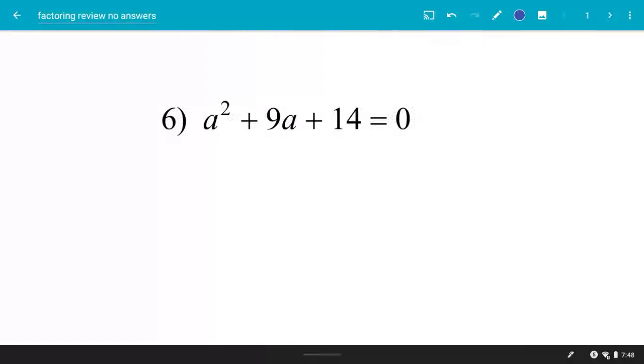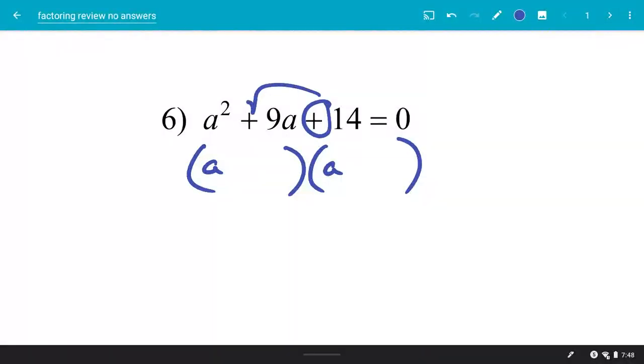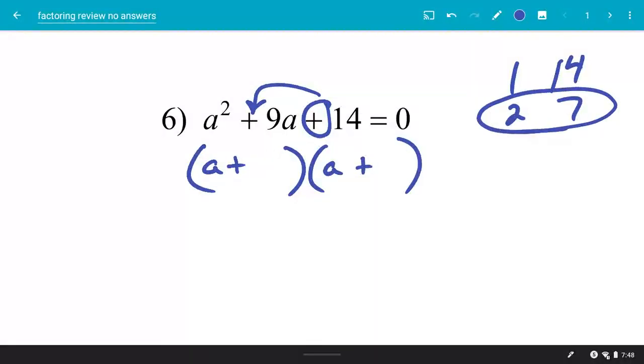Number 6, is there a GCF? No. Is there a leading coefficient? No. Split the signs. And the signs are the same, both positive, plus and plus. Factors of 14: 1 and 14, 2 and 7. Which of those come together to get me a 9? 2 and 7.